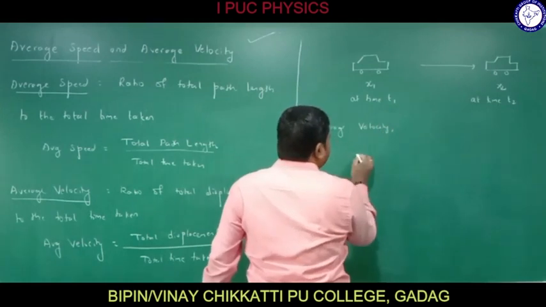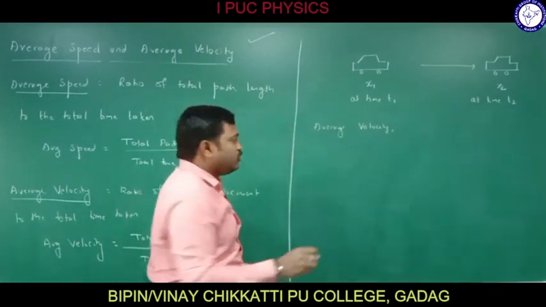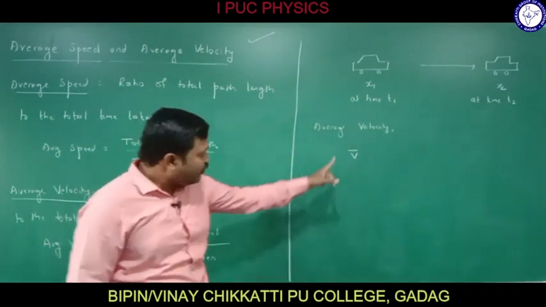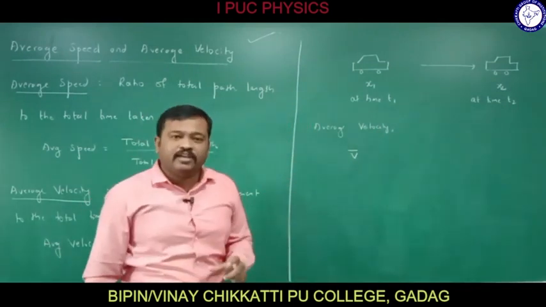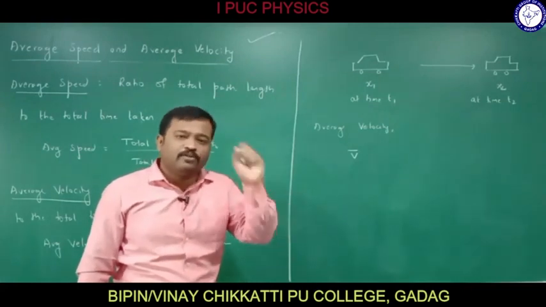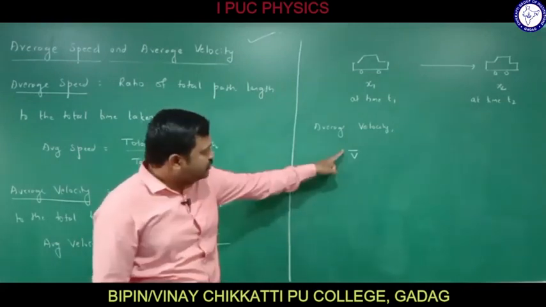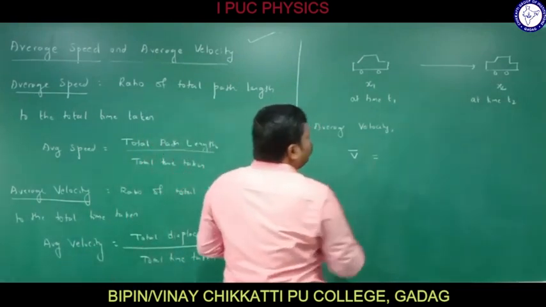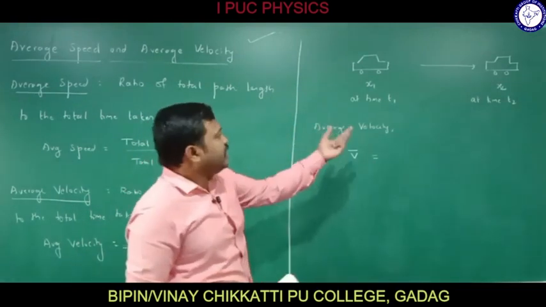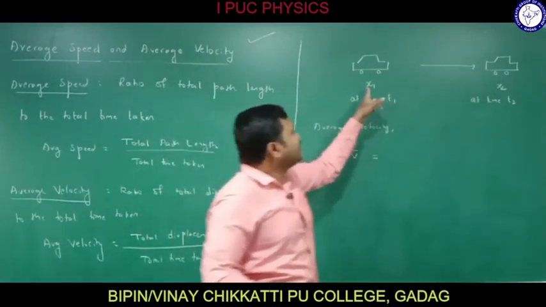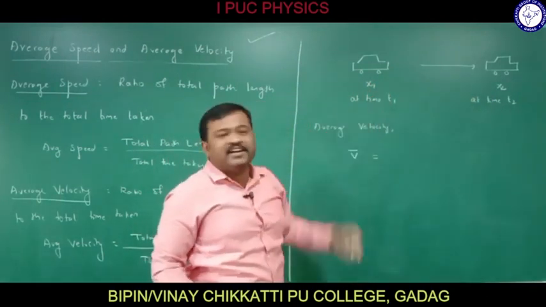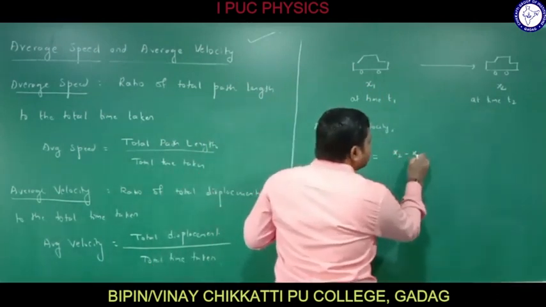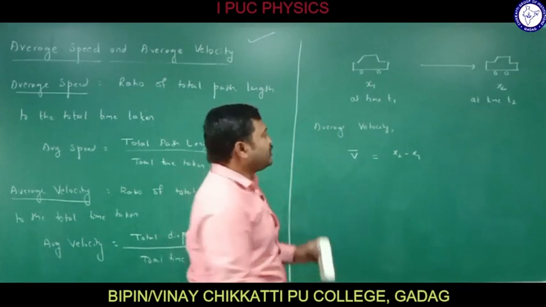So, what is average velocity? Do remember, average is denoted by V bar. Whenever you write a line on a physical quantity, we are speaking about the average. This is V bar, average velocity, that is equal to total displacement. That is x2 minus x1, right? That gives the distance here.